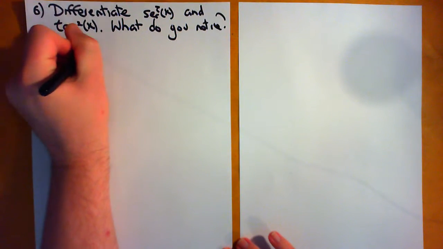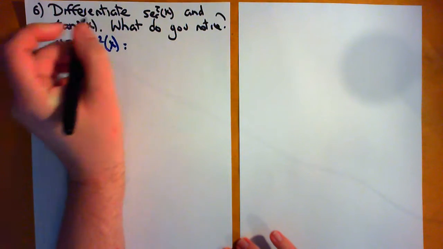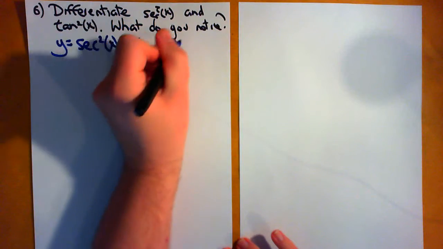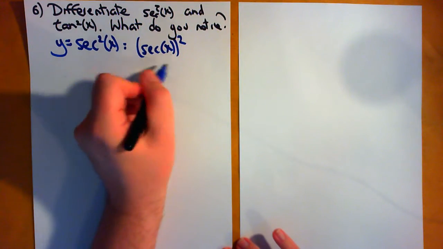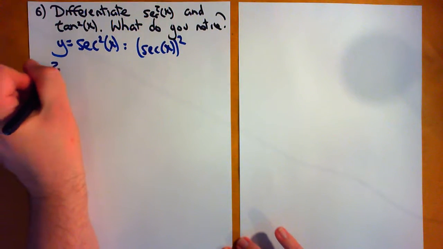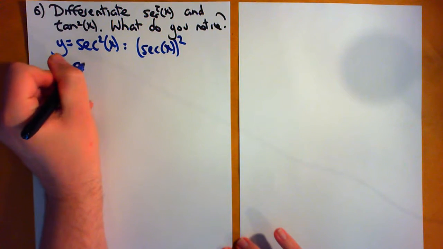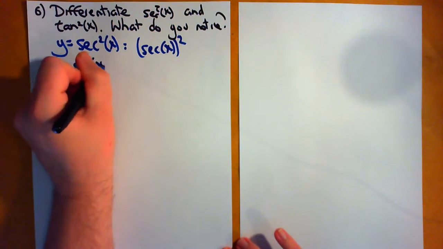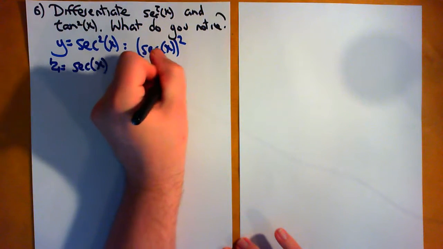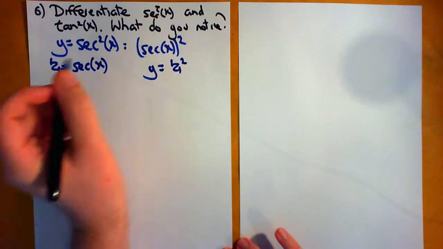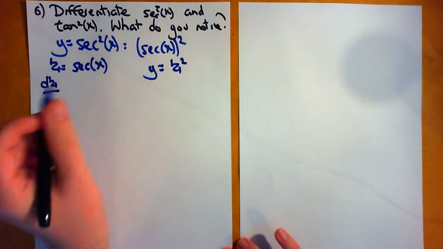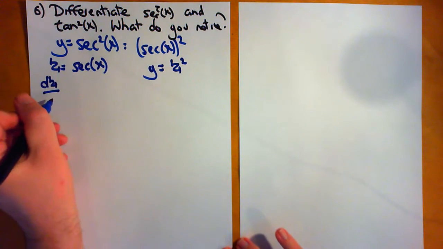So let's say y is sec squared of x, which is another way of saying sec x, whole thing squared. So we've got the secant function inside the squaring function. So we can say that z is the secant function, z is sec of x, and that makes y equals z squared. Okay, so we need to differentiate both of those. We're differentiating by the chain rule. We have function inside a function.